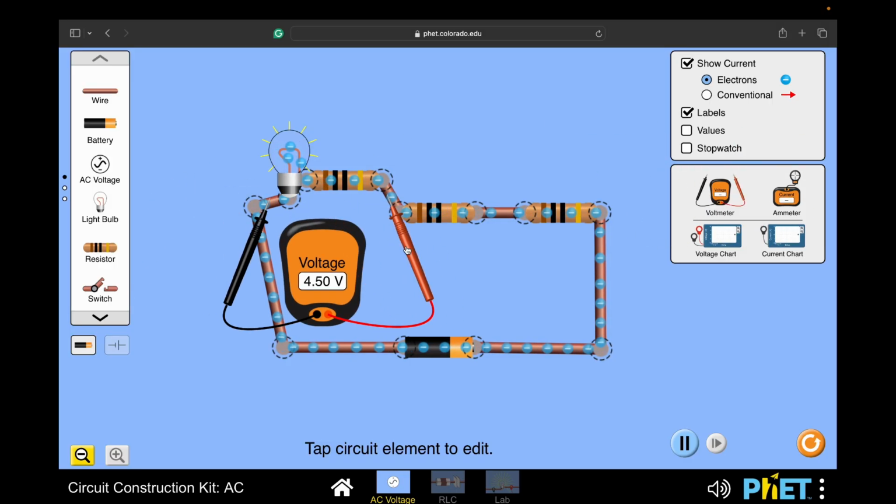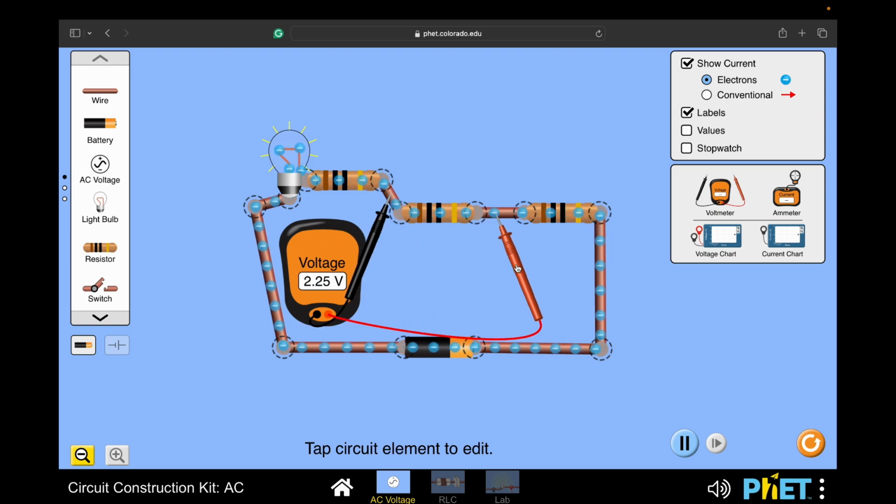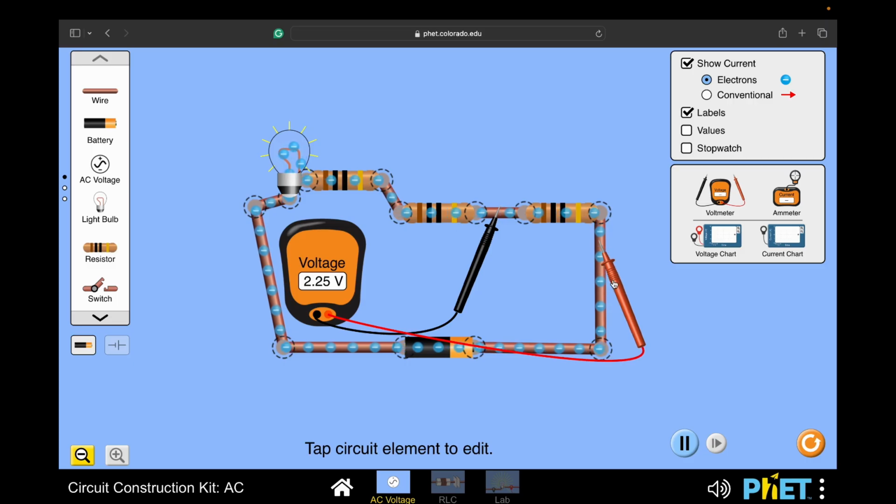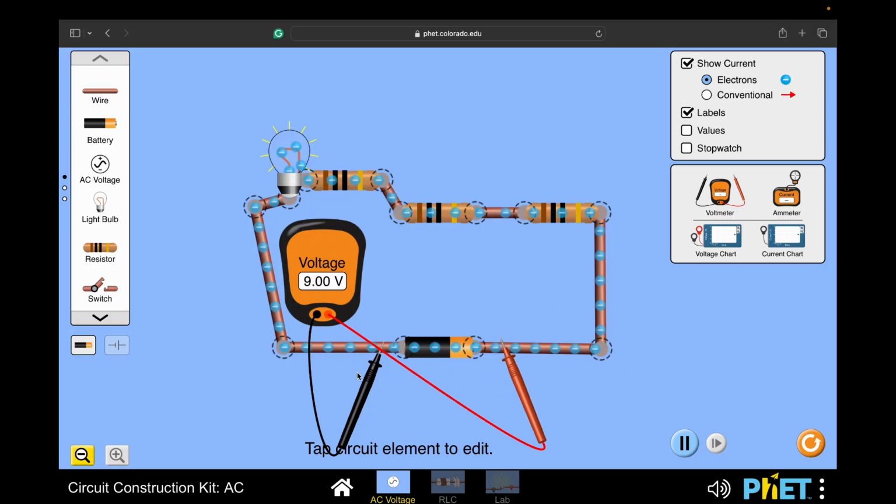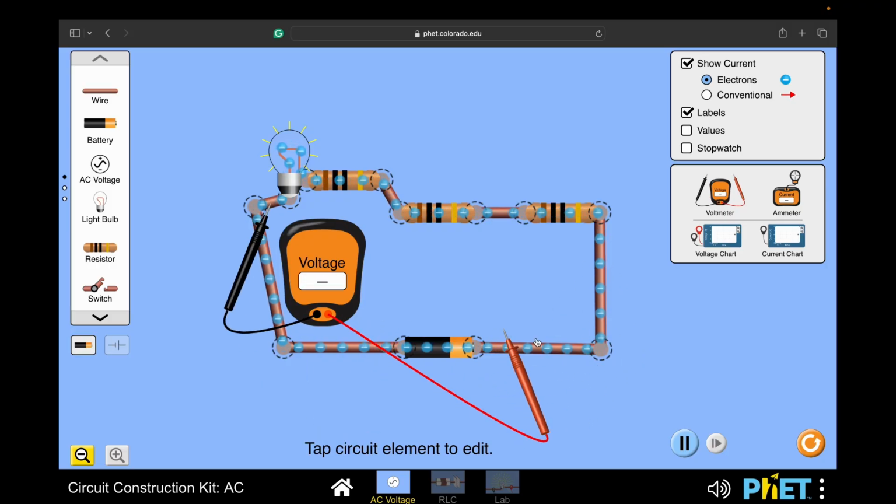So we can see that 4.5, a total of 4.5 volts plus 2.25 plus another 2.25 equals 9 total volts in the battery. As you can see, there's a total of 9 volts, and all of this should equal 9 volts. There we go. So again, the light bulb also acts as a resistor.